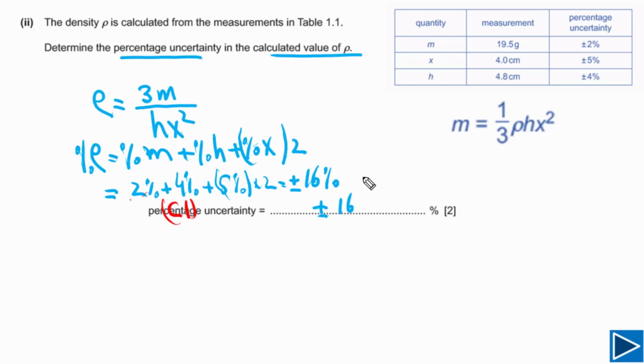And the second mark is the answer mark. You will get the second mark if you have got the right answer. But if you have got the right answer but haven't written these steps, you will still get full marks.